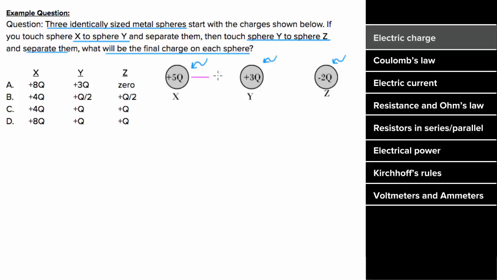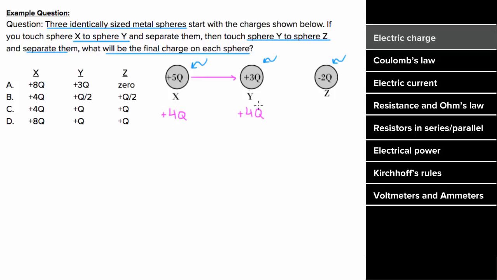Well, first, when we touch x to y, the total charge has to be conserved. There's a total charge of 8q amongst them, and since they're identically sized, they'll both share the total charge, which means after they touch, they'll both have positive 4q. If one of the spheres were larger, it would gain more of the charge, but the total charge would still be conserved.